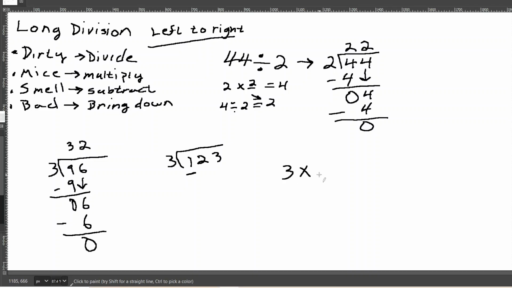Because basically what I'm looking at now is 3 times blank equals 1. Well, when I'm doing whole numbers, I don't know of any number that can make 3 turn into 1. So what I do is I look to the next number and I try to fit 3 into 12. Now, if I think of it, 3 times a number equals 12. Well, that makes sense, right? That's going to be 4. 4, 8, 12.